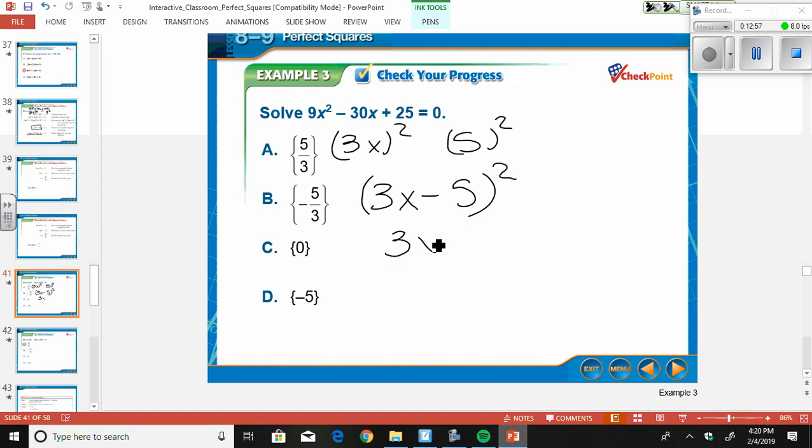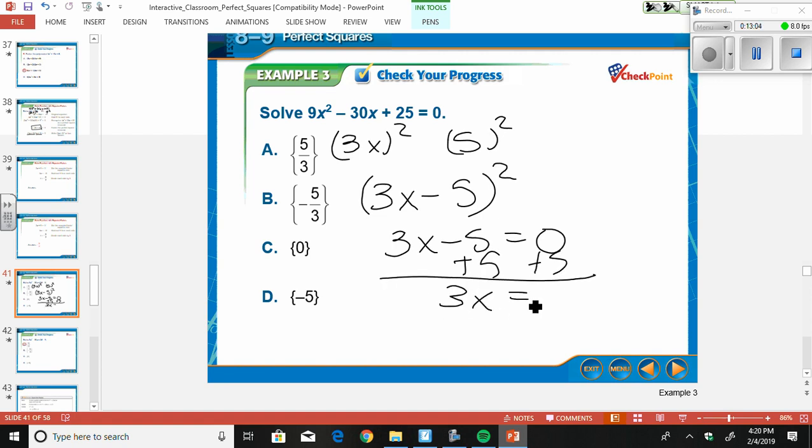We set that equal to 0. Add 5 to both sides. And we get 3x equals 5, divided by 3 on both sides, and we get x equals 5/3. That would be A.